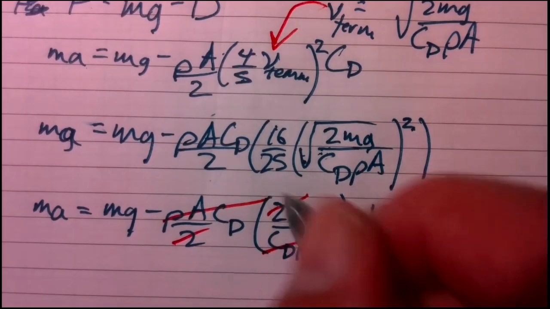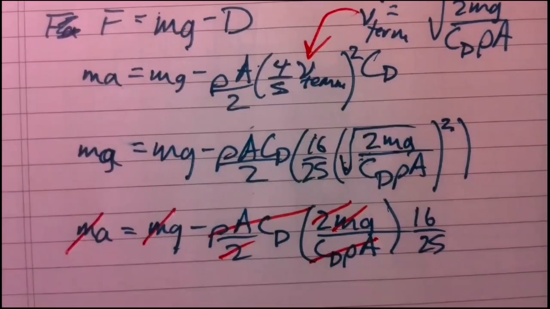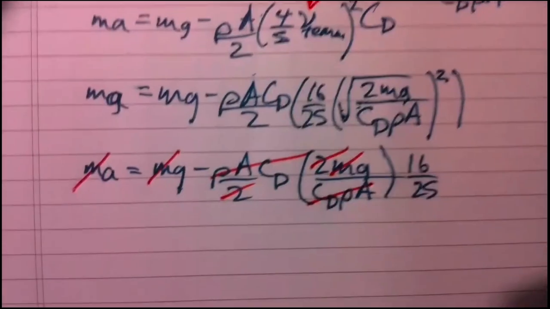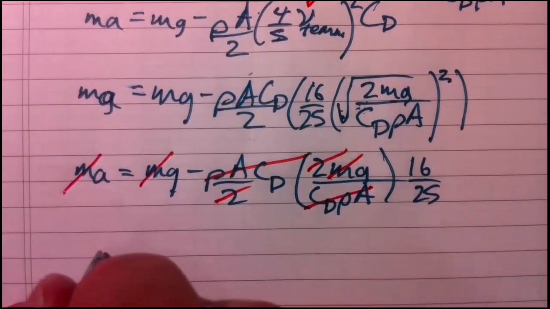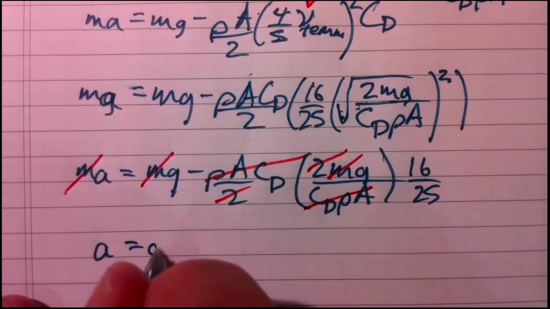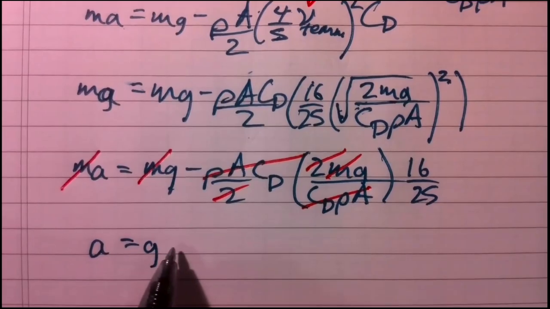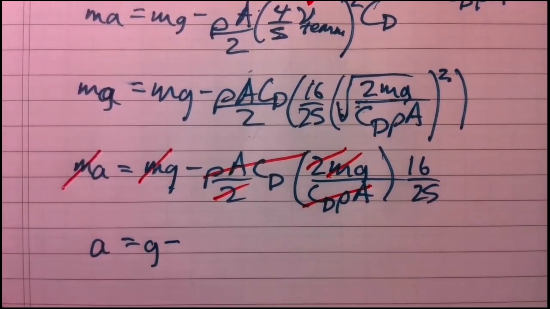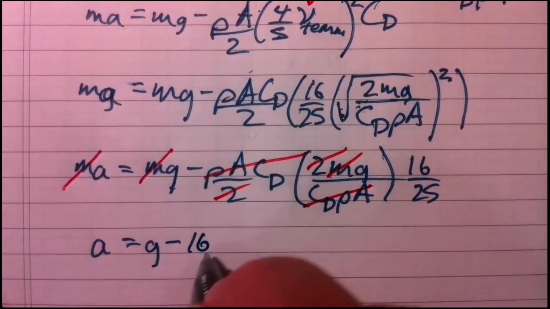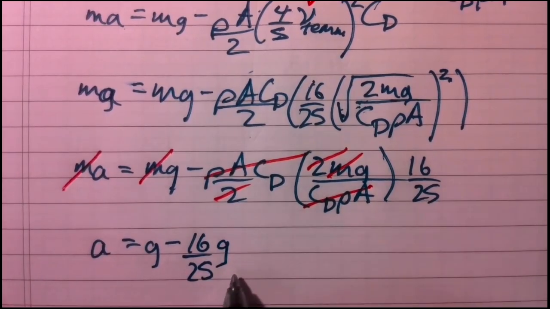Oh, and all the m's cancel. I got an m in this term, I got an m in that term, so I'm just going to divide by m. I'm just canceling stuff now. All right, so what are we left with? Now we have a equals g. So our total acceleration is equal to the acceleration caused by gravity minus, and this actually turns out pretty cool, 16/25ths times g.